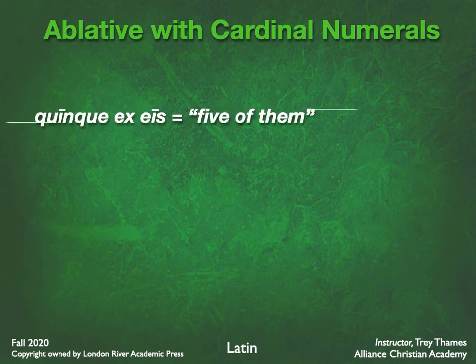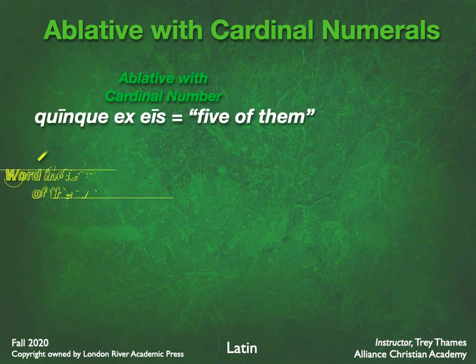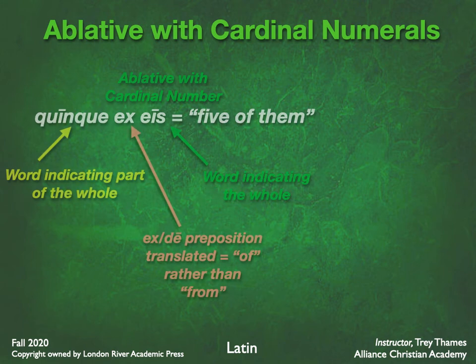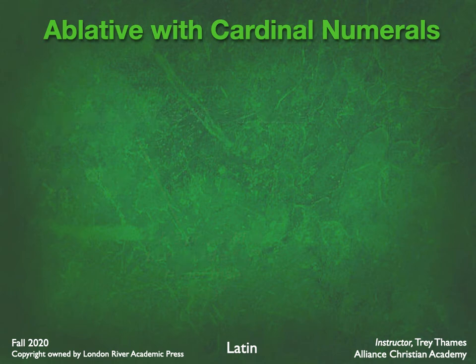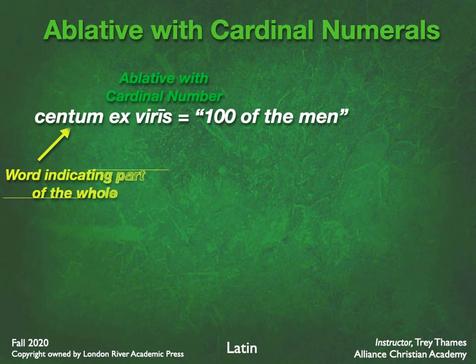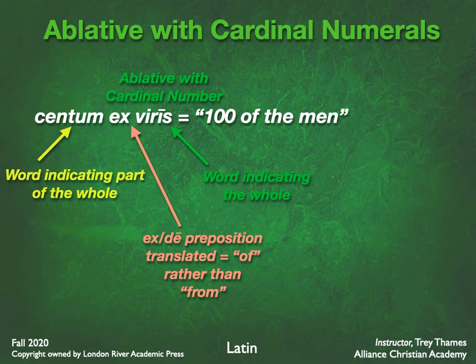We have the phrase quinque ex eis. Quinque ex eis, five of them. Okay, and that went away a little too quickly here, so let's look at another example. I didn't mean for it to get going that fast. Centum ex viris, centum, there's your cardinal number, ex viris, of the men, a hundred of the men. That's your ablative of cardinal numbers. Viris is your ablative. You've got the cardinal number in front. It's also preceded by the preposition ex, a hundred of the men.